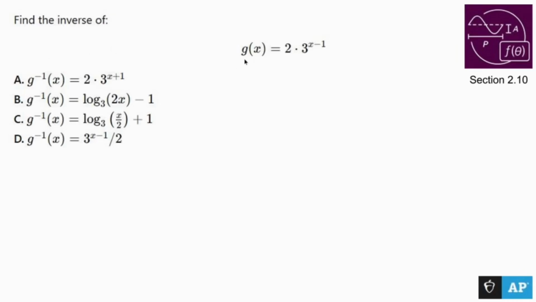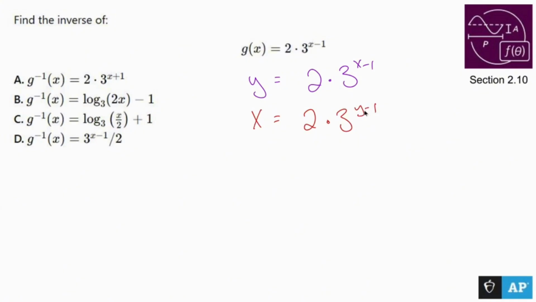Find the inverse of g of x equals 2 times 3 to the x minus 1 power. All right, well, first off, if we're going to do an inverse, let's change that g of x into a y so it looks prettier. And then step 2 is swap the x and the y. So x equals 2 times 3 to the y minus 1 power.